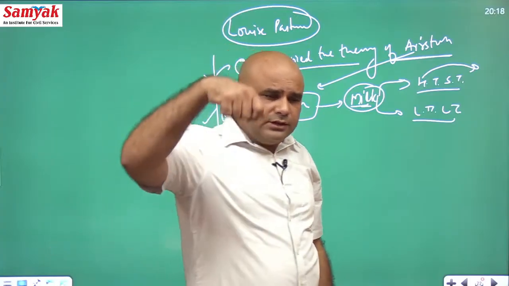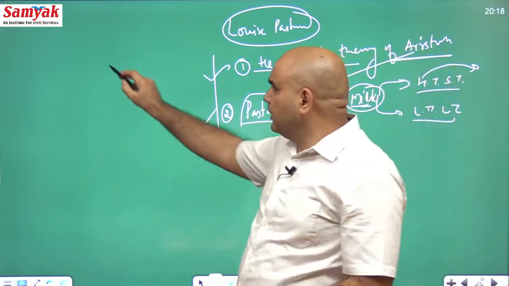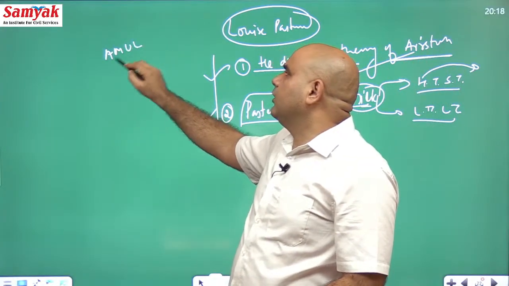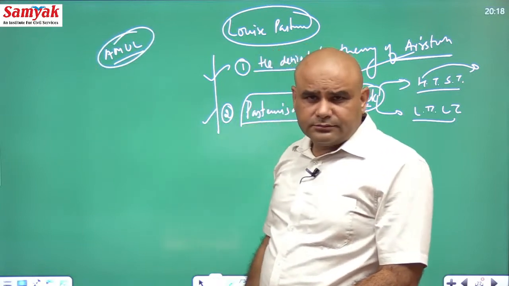So whenever you see the packet of Saras or Amul dairy, one more thing you have to remember here: Amul is the Cooperative Dairy of Gujarat. Full form is Anand Milk Union Limited.